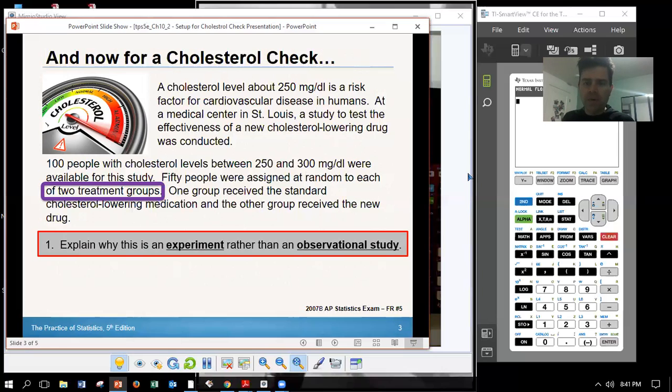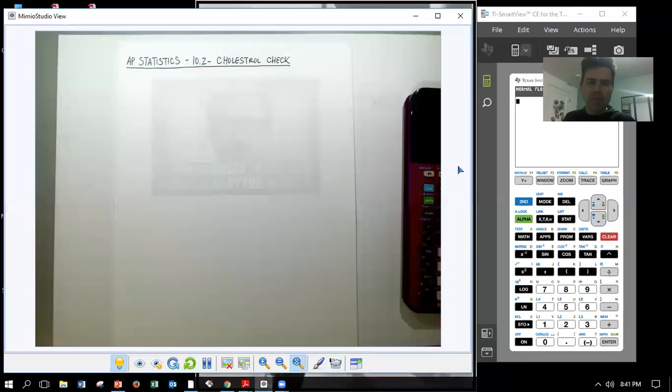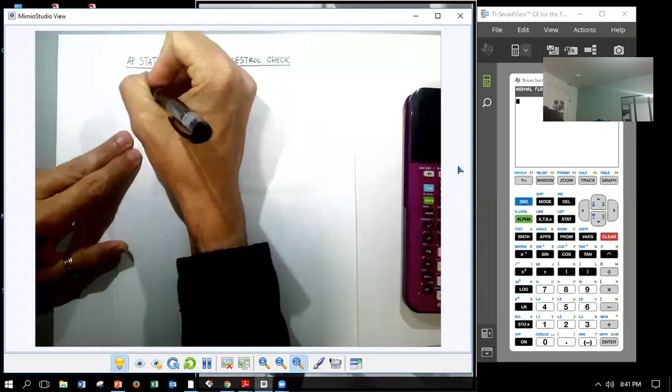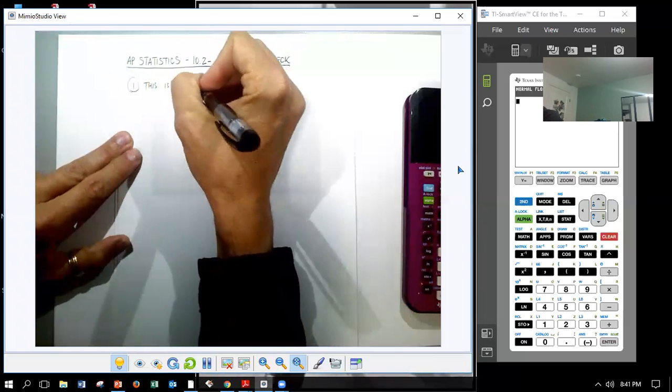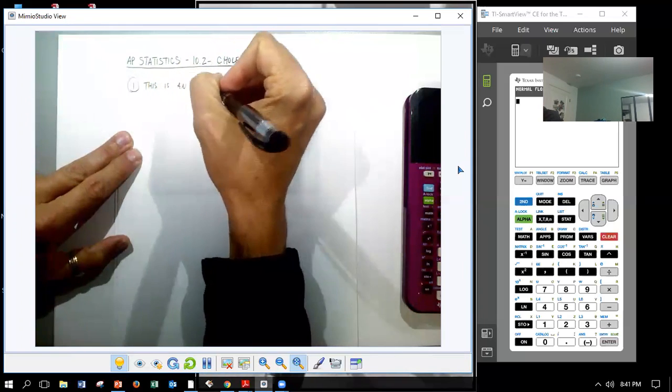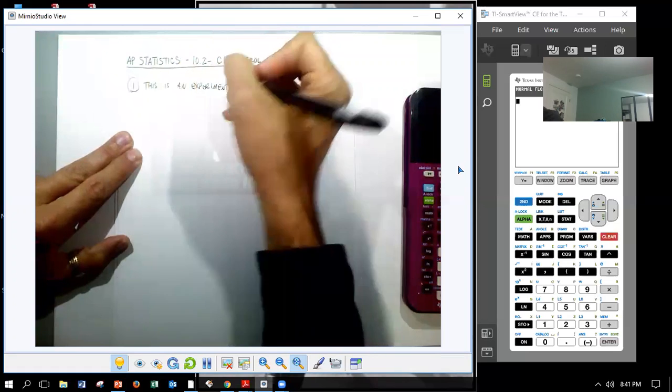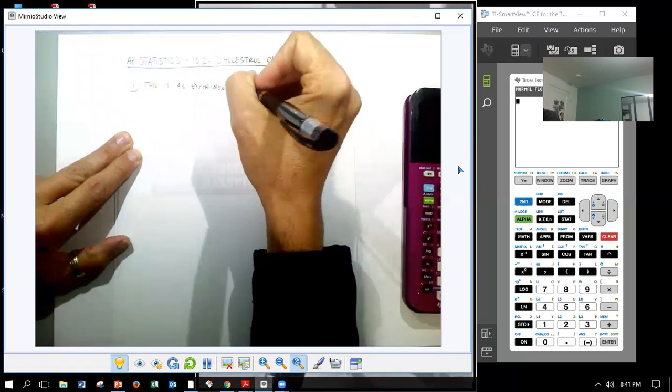So let's start over here. Let's start writing up that problem a little bit on the cholesterol check. So we would have number 1. This is an experiment. Because we are assigning treatments.